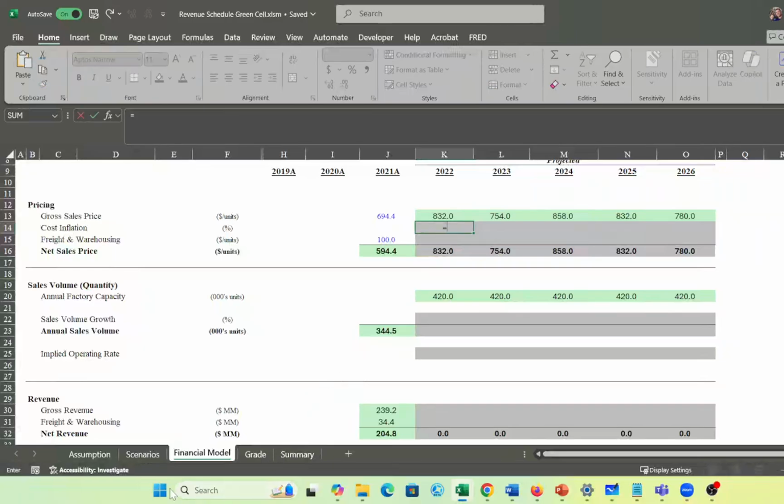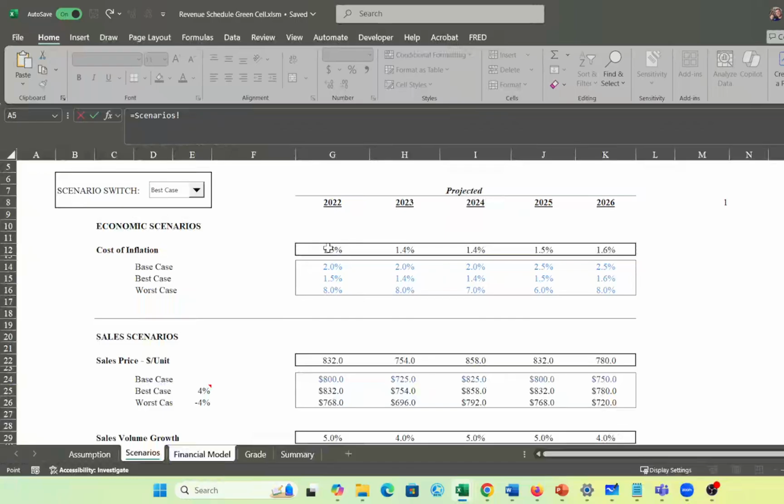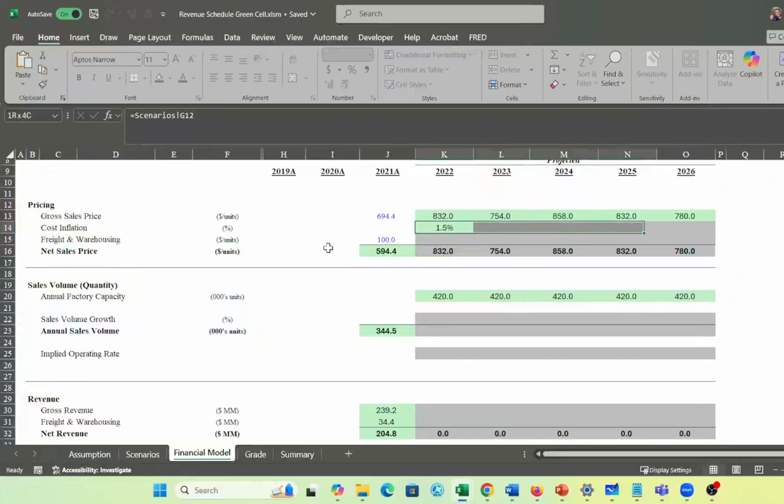Next, I want cost inflation. Go to scenario. That's right here. There's the cost. Enter. Control R. Now in the case study, it gave us the last freight and warehousing cost, and you can find this through the accounting department. We're going to make the assumption for the projected years that the case study says it's going to be the $100. I mean, it's going to grow at the rate of the cost of inflation.